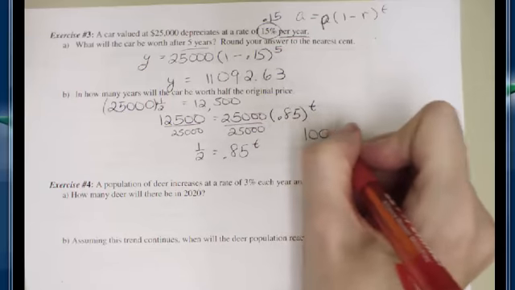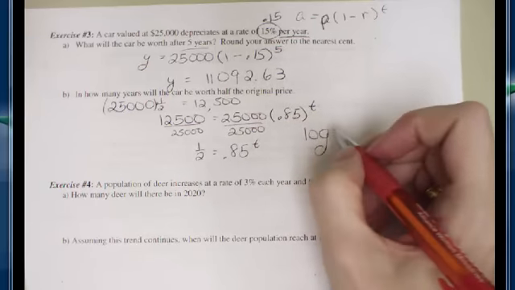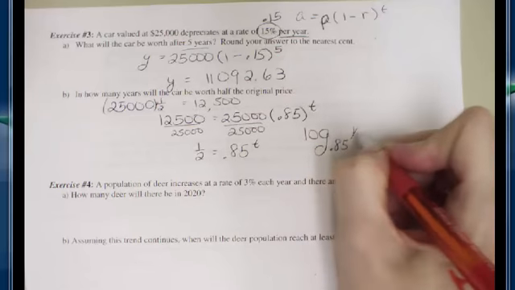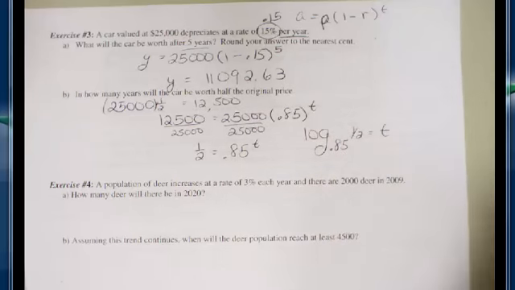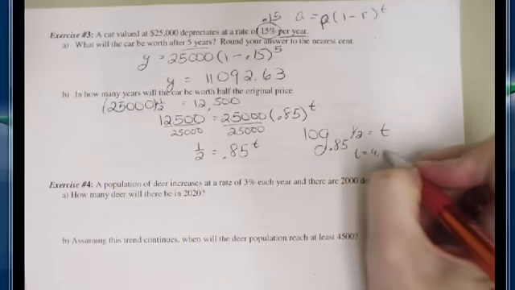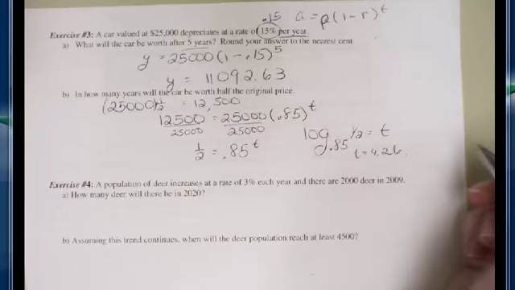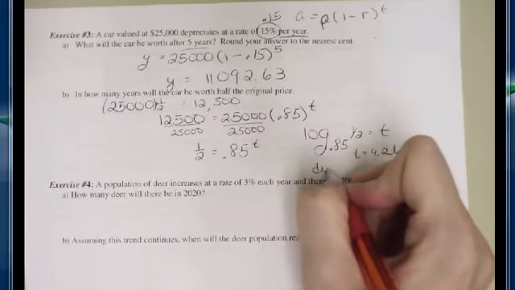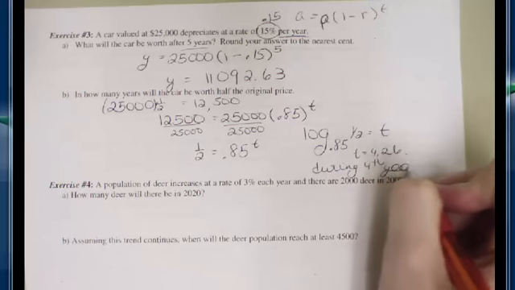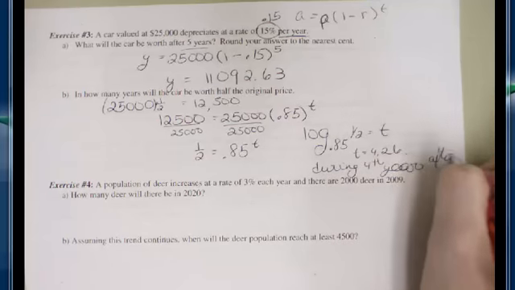Use logs. Log base 0.85 of 1/2 is T. So we get T equals 4.26. How many years will it take? So we're going to say during the 4th year or after 5.